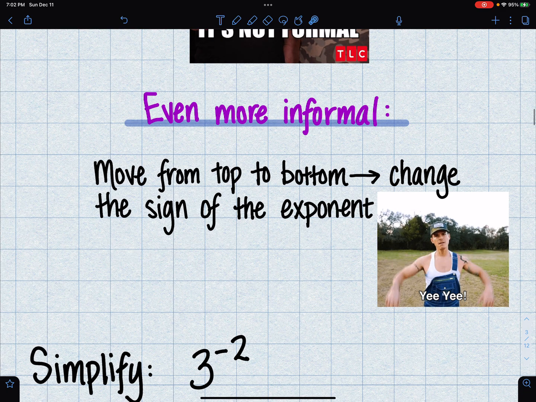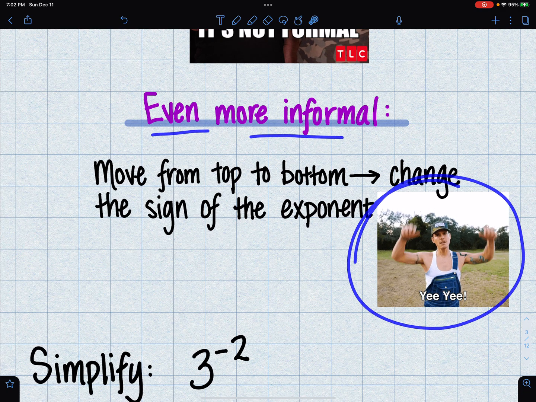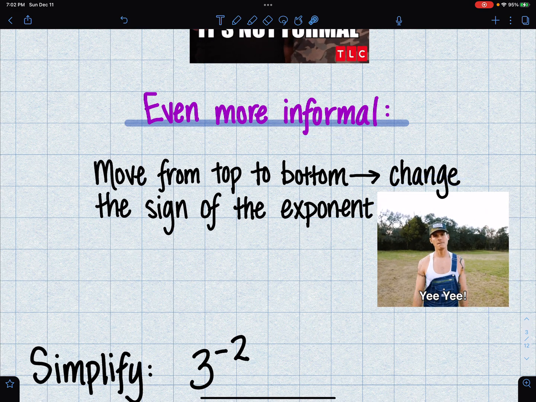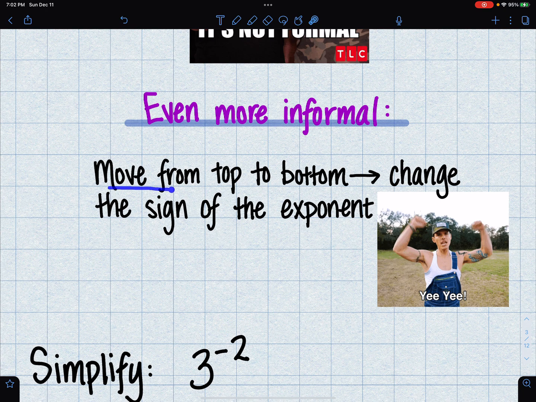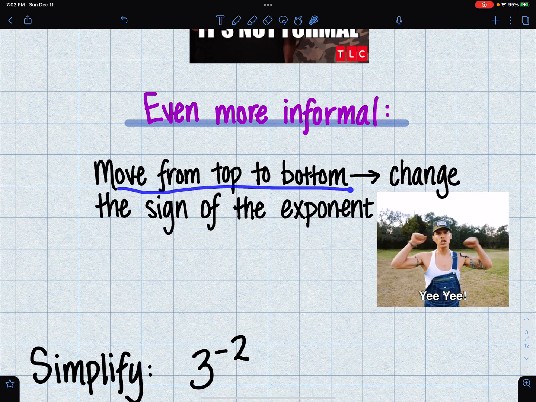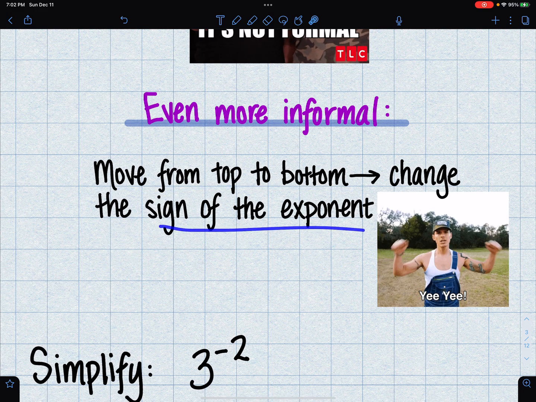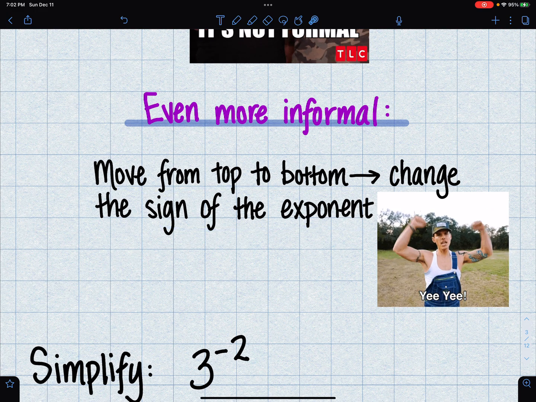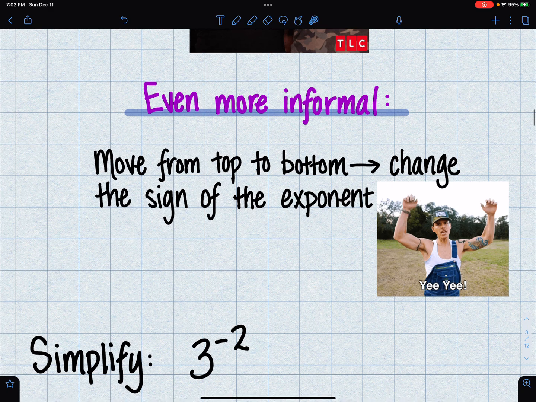Sorry, one more definition, but this one is even more informal. That's why I put this guy. He's the most informal. Basically what you do is you move the base from the top to the bottom and you change the sign of the exponent. You could also be moving the base from the bottom to the top and you still change the sign of the exponent. That's the easy way to do these problems.